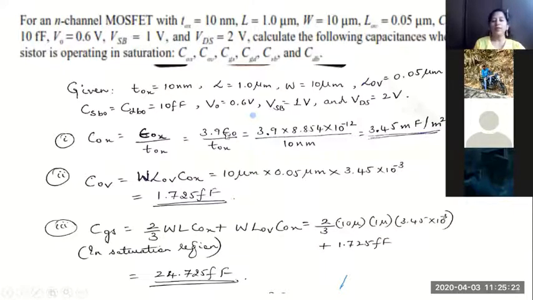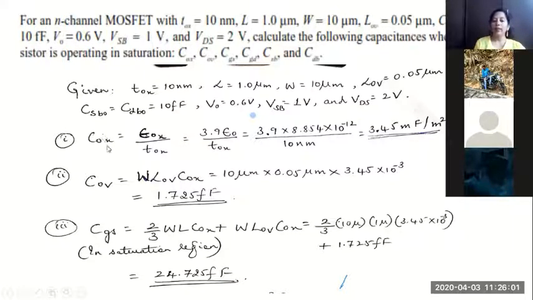For silicon dioxide, it is 3.9 times the permittivity of free space, epsilon naught. We know epsilon naught represents the permittivity of free space, which is 8.854 into 10 to the power of minus 12 farads. And 3.9 times epsilon naught will give you the silicon dioxide capacitance. So using that formula, you will get the oxide layer capacitance as 3.45 millifarad per meter square.